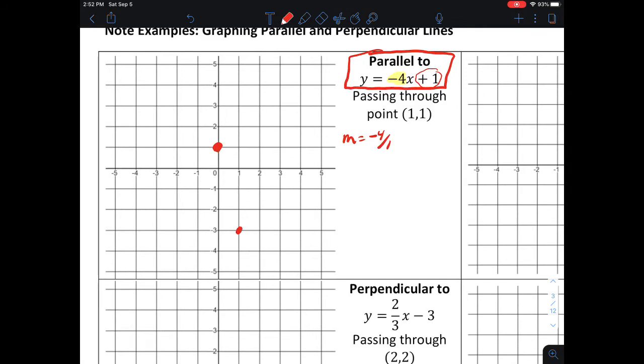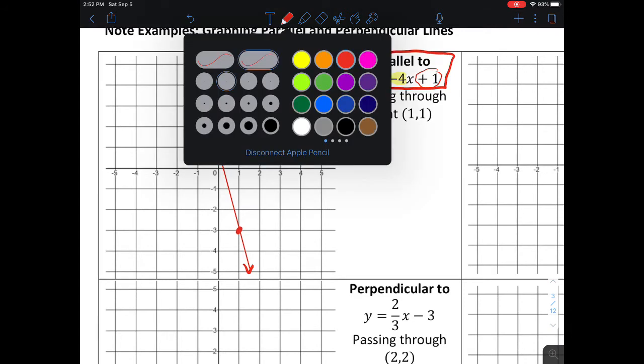I can do a little better than that. So I get my little arrowhead. Instead of going to the right, I'll go to the left. So we'll do the opposite of both: up 4, left 1, put a dot. And then we'll try to connect those dots. All right, so there's the line that we want to be parallel to.